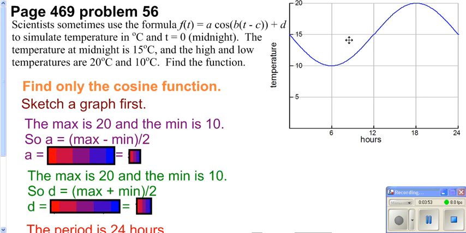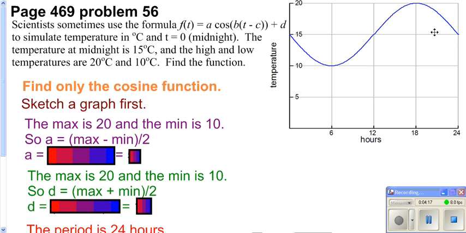You know one complete period is 1 day, so you know halfway through that would be 12 hours. Halfway between here and here would be at 6 in the morning, and that's when it's the coolest. Halfway between here and here would be 18 hours after midnight or 6 at night, and that's when it's the warmest.